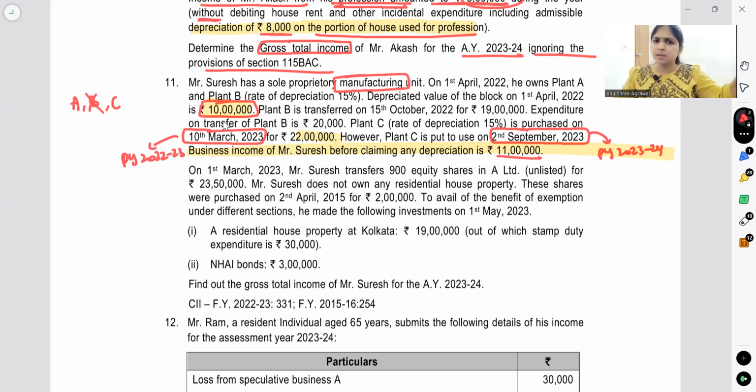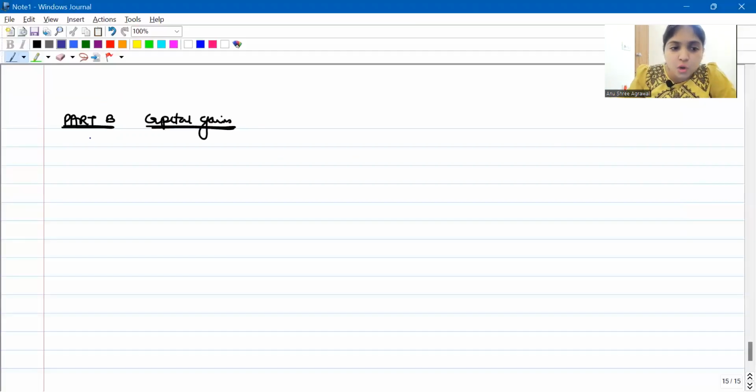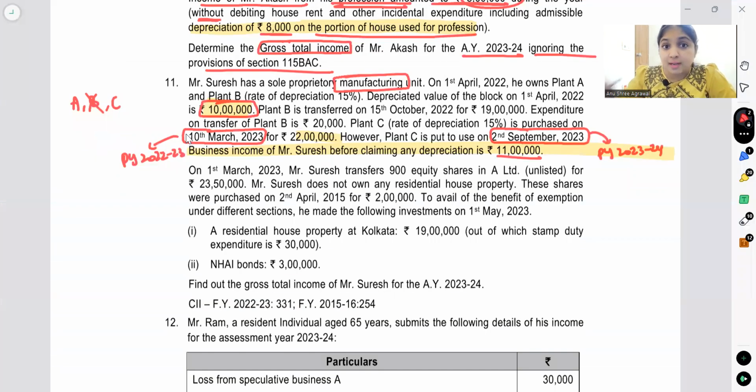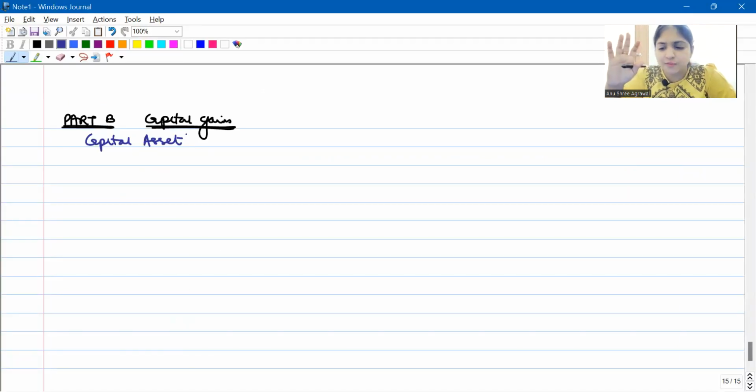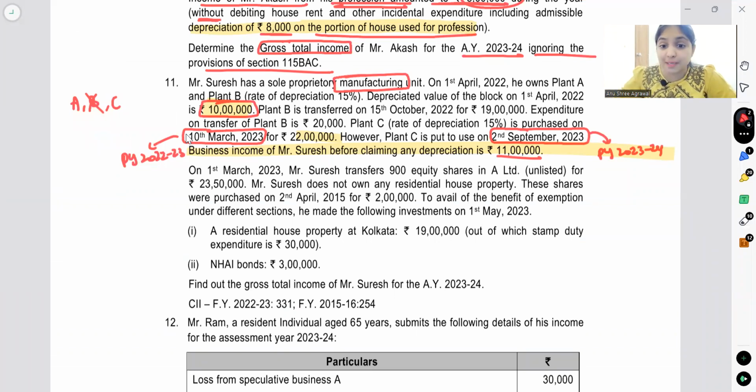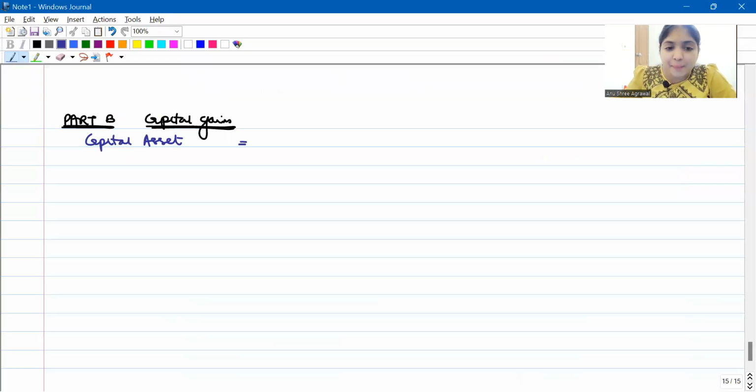Listen, you've read the question. No need to think too much. Straight away start off. What will your first step be? Capital asset. What is a capital asset in this question? Come on, tell me. Capital gains biggest problem is how to start. You've read the question, you've understood what happened, now start writing. What's a capital asset? The capital asset over here is 900 equity shares. A little more clearer, please. 900 unlisted equity shares. So the capital asset over here is 900 unlisted equity shares.